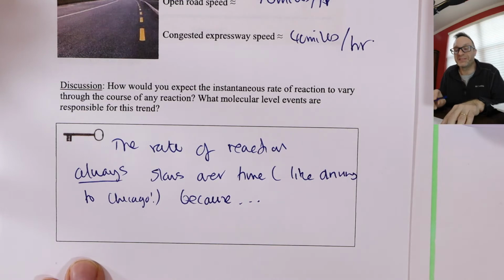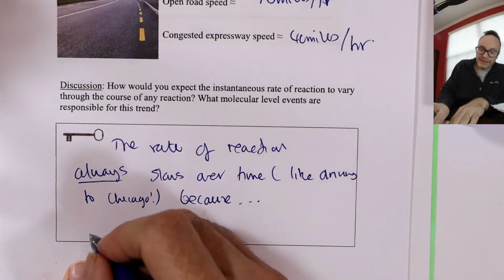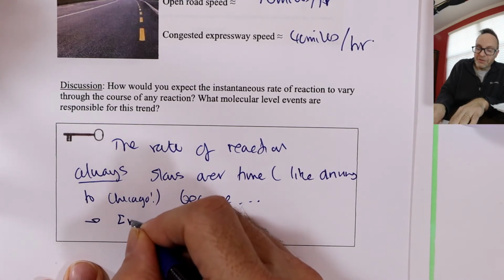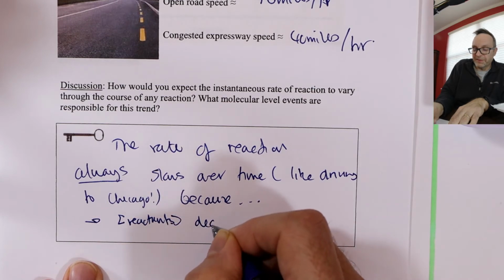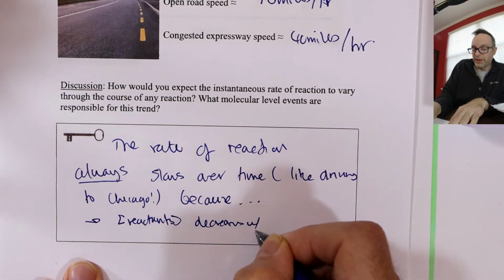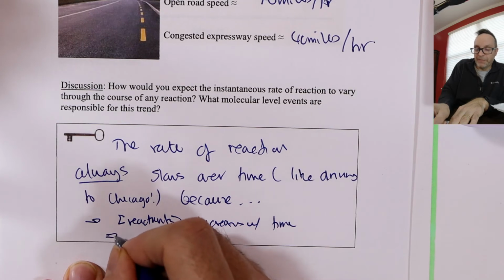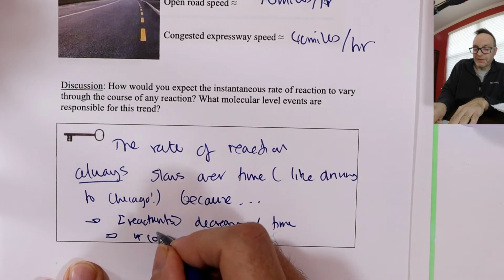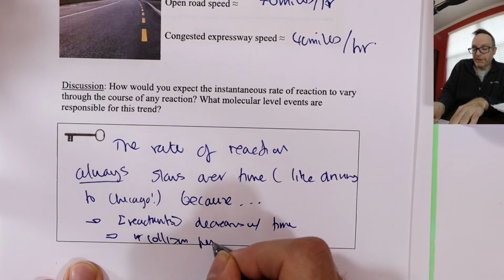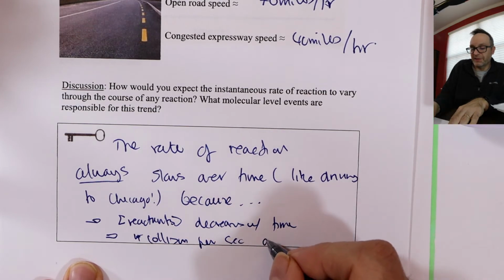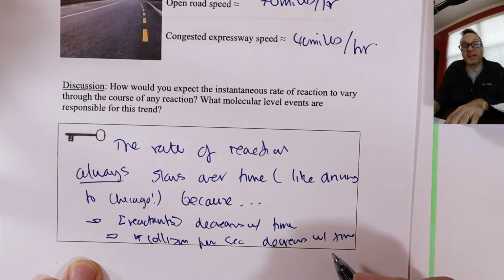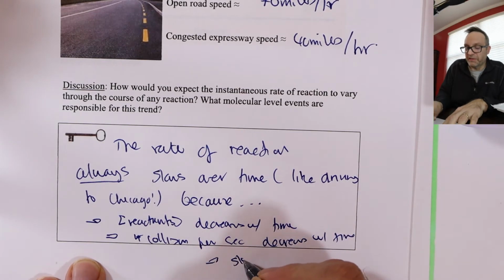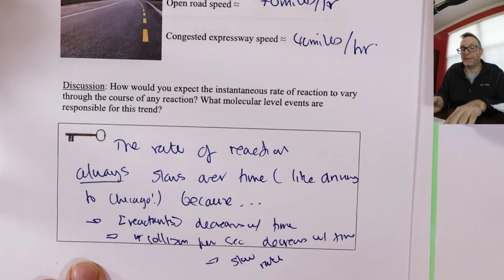Your speed always slows when you drive to Chicago. Why? Different reasons, but why? Concentration of reactants decreases with time. Therefore, number of collisions per second amongst reactants decreases with time. I'm going to read it because my writing's horrible. Therefore, slower rate of reaction. So let's just recap that.